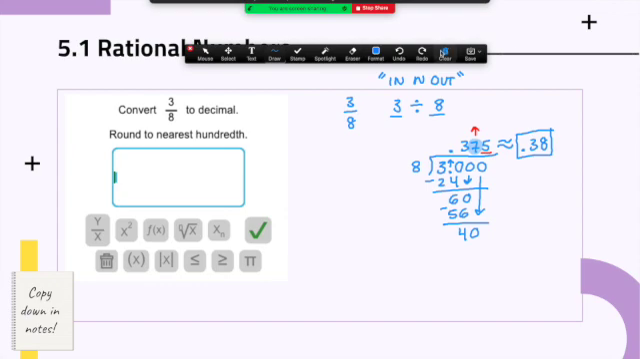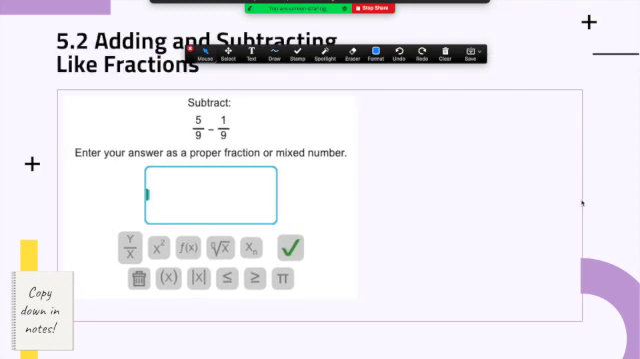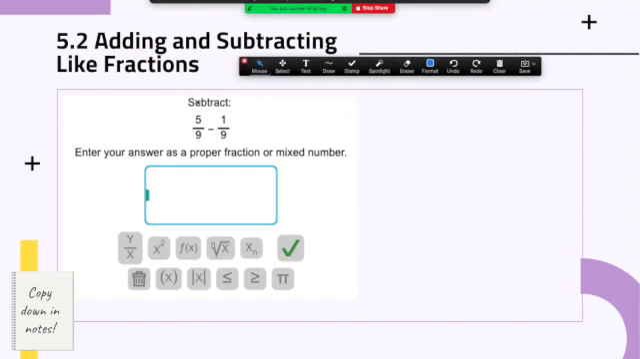Okay, so let me clear it. And then let's continue on to the next question, which is adding and subtracting like fractions. Right here we're asked to subtract 5/9 minus 1/9. So I'll give you a few minutes to work on this problem on your own first.